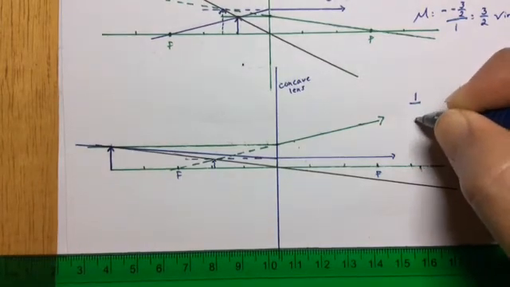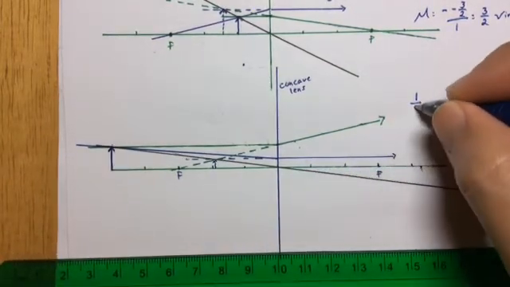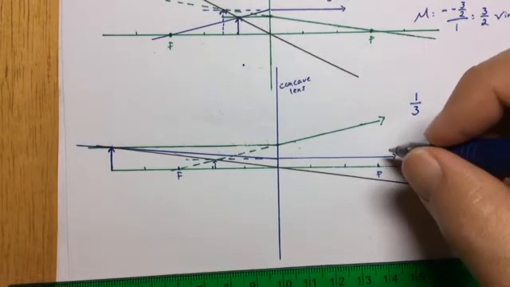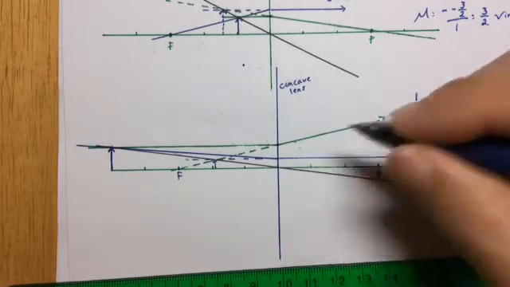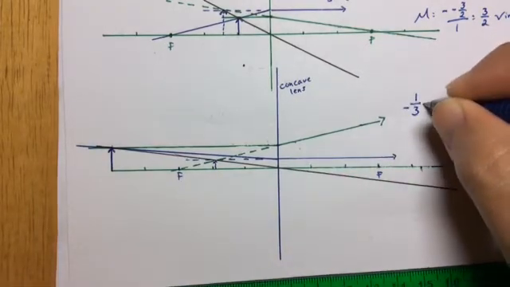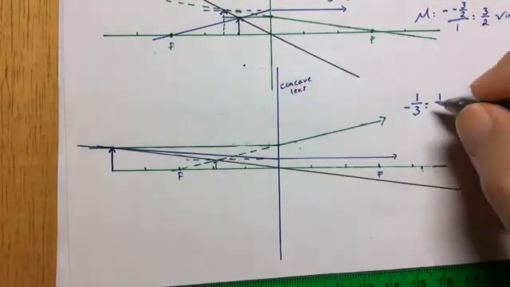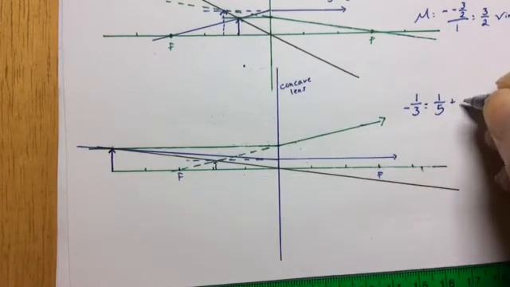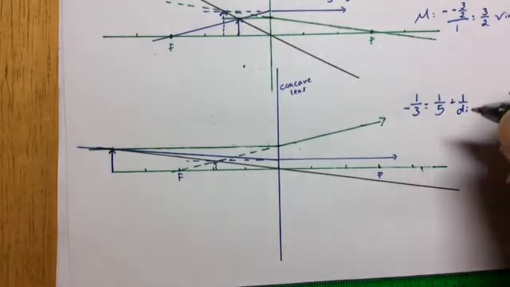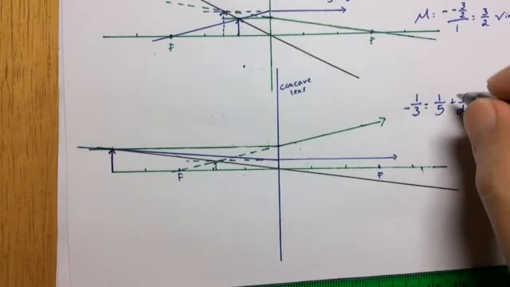1 over f. What is f? 1, 2, 3. Does light actually ever truly pass through a focal point? And the answer is no, so it's negative. That's equal to 1 over do. 1, 2, 3, 4, 5. We placed it at 5 out there. Plus 1 over di. We'll leave that as the unknown. So let's move that over.